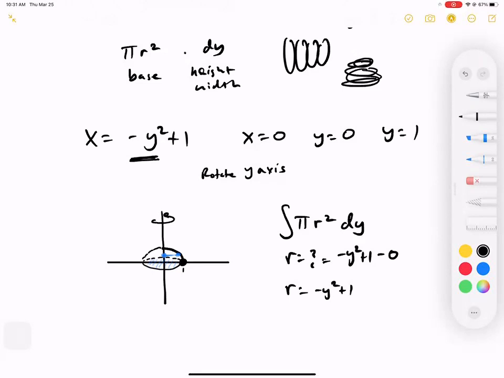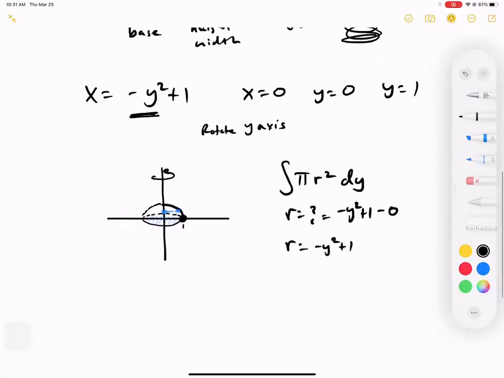Okay. So we just plug it in. The integral of, I'm going to throw pi on the outside, negative y squared plus 1, squared, dy. Now we have to make sure we have our limits correct, going from where to where. Since this is starting at the floor, they told us to start at y equals 0, and they want us to go all the way up to y equals 1. So this was predetermined for us. Not super hard at all.